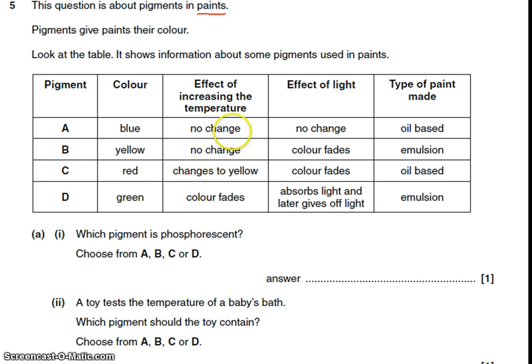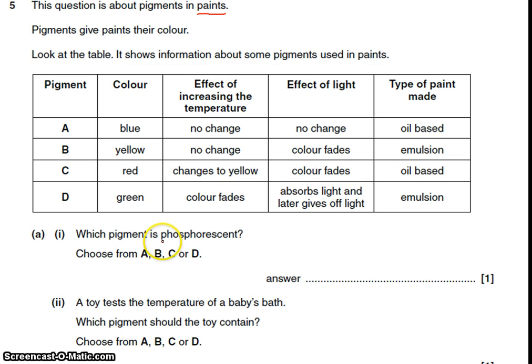It gives us some information about different pigments that are in paints. Remember, the pigment is the part of the paint that gives it its colour. And it asks us some questions about it. Whenever you get a question like this, you should see it as a brilliant question, because you've got a table to talk about. So you want to have a look at all the information in the table. Don't miss any of it out. Make sure you read it all and think about it, and then answer the question.